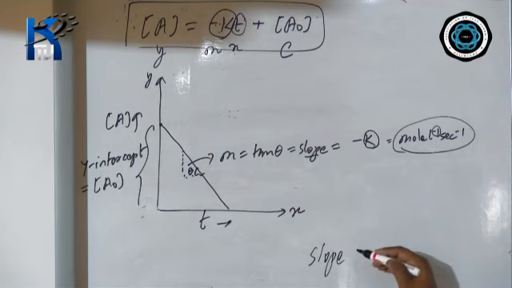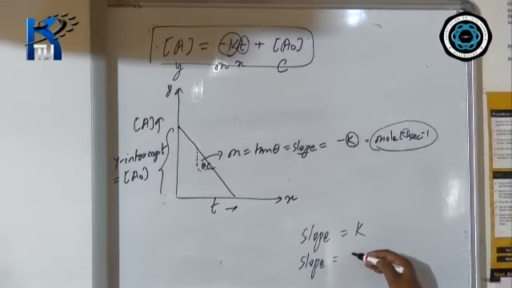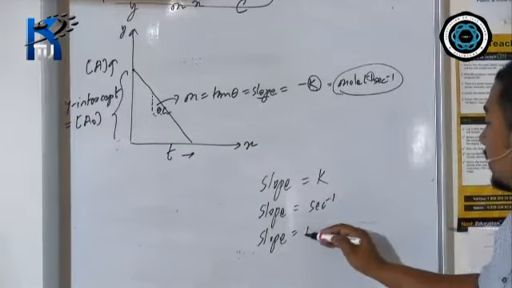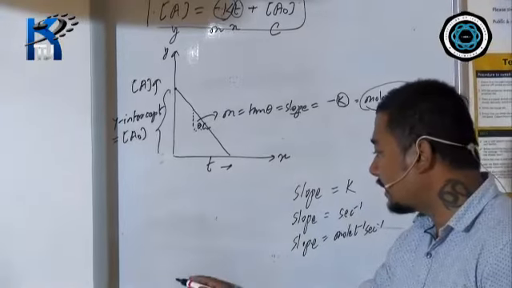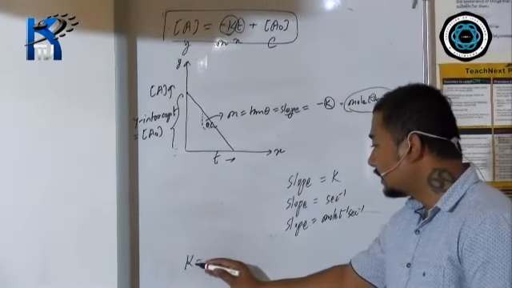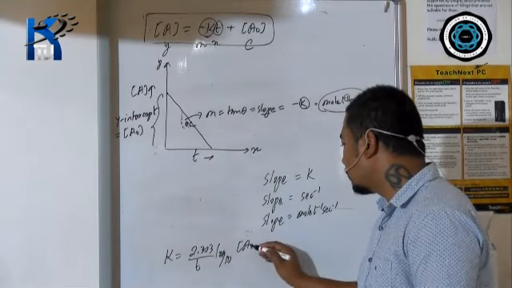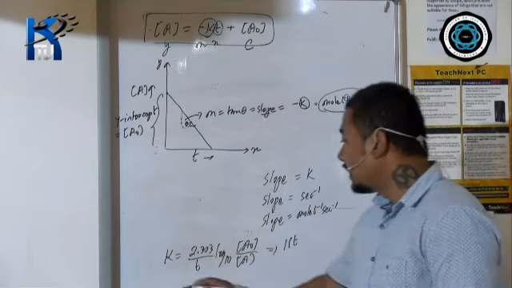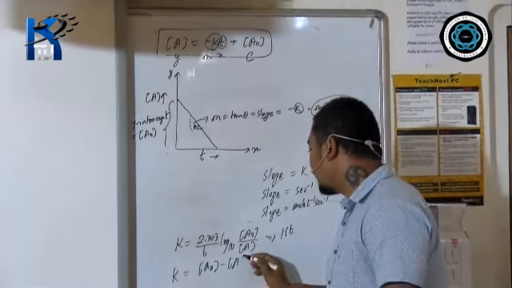The unit of slope for the Arrhenius equation is Kelvin. The unit of slope for first order reaction is time inverse. You can write second inverse, minute inverse like that. And the unit of slope for zero order reaction is mole liter inverse second inverse. And the formula which I gave you just now to express the rate constant for first order reaction was K equals 2.303 upon T log to the base 10 of A naught concentration by A concentration. This is for first order reaction, students. And for zero order, K equals, we got, A naught minus A by T.